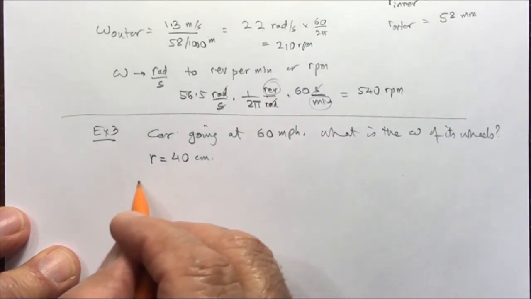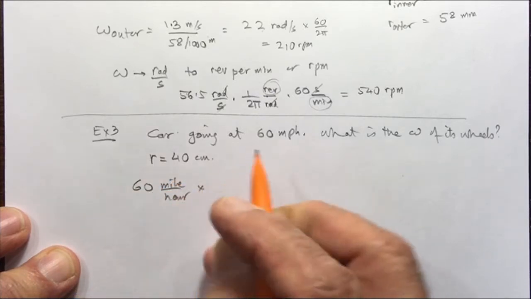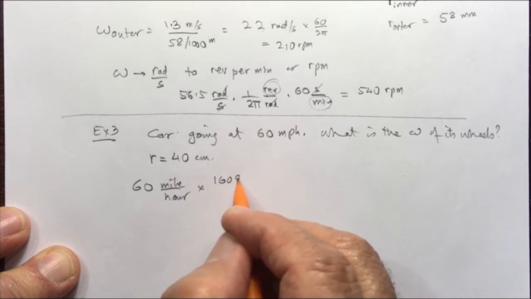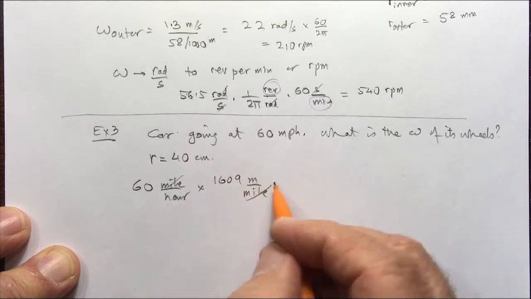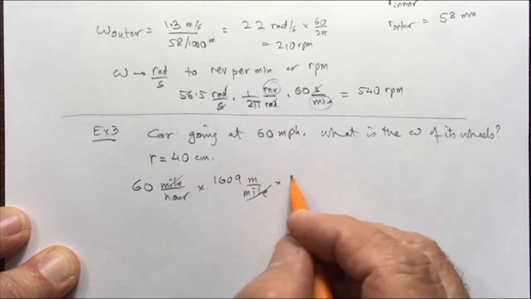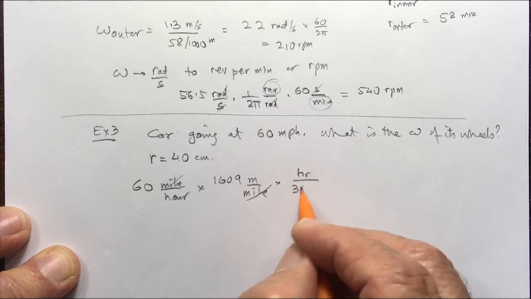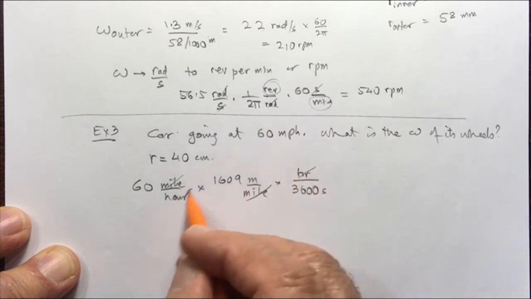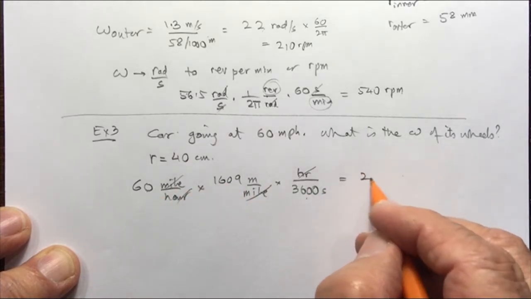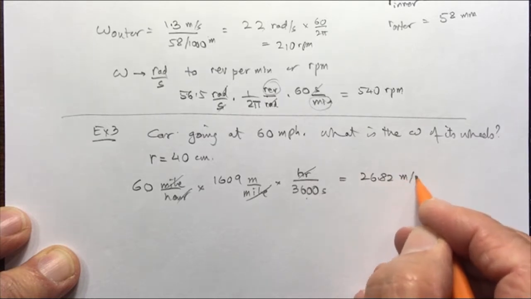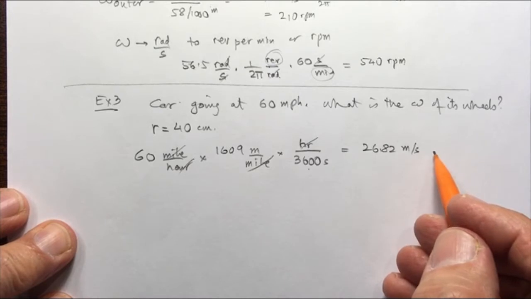The first thing to do is to convert the 60 miles per hour into meters per second. So it's 1609 meters per mile. Cancel the mile, and we're left with meters per hour. Now we change the hour to seconds, so 1 hour is 3,600 seconds. So the hour will cancel, and this divided by 3,600 comes to 26.82 meters per second. So that's the speed with which the car is going.